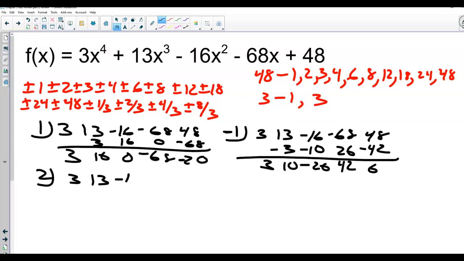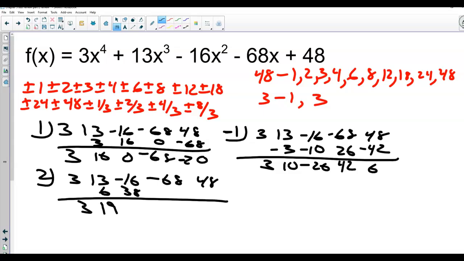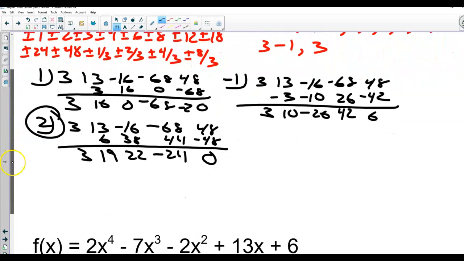3, 13, negative 16, negative 68, and 48. Drop the 3, we get 6, that's 19. 38, that's 22. 44, that's a negative 24. Negative 48, that works. So 2 creates a 0. You have to try the 2 again.